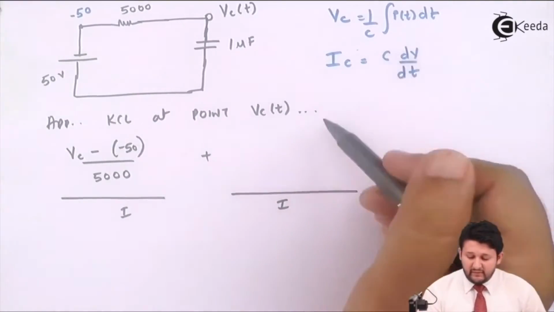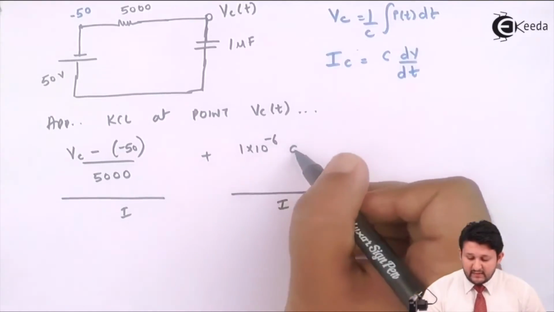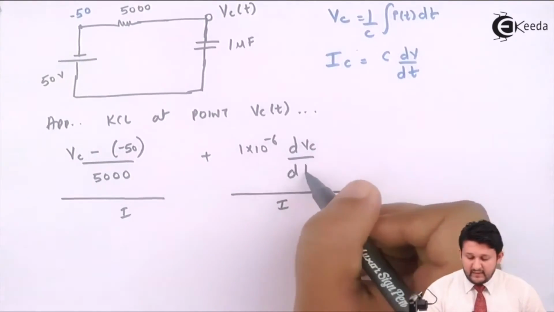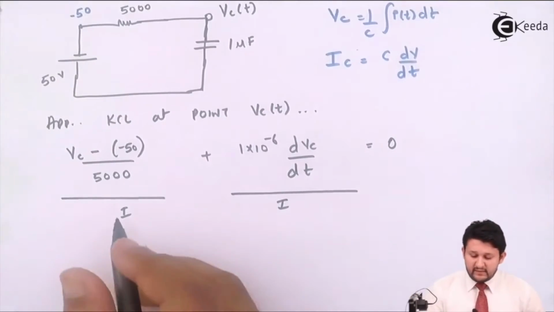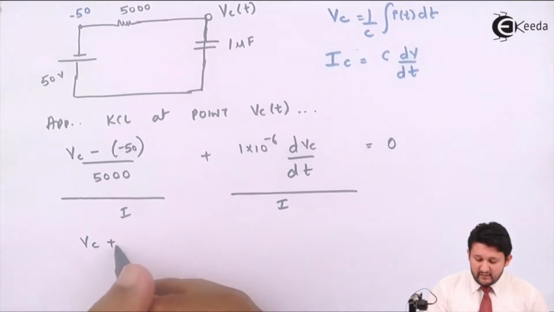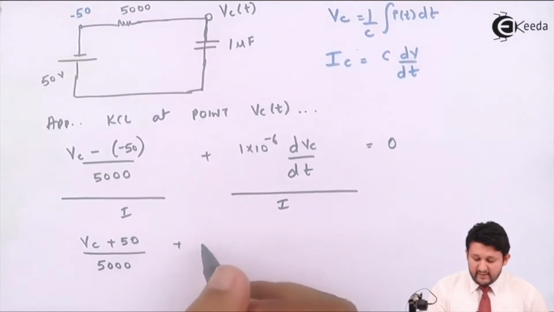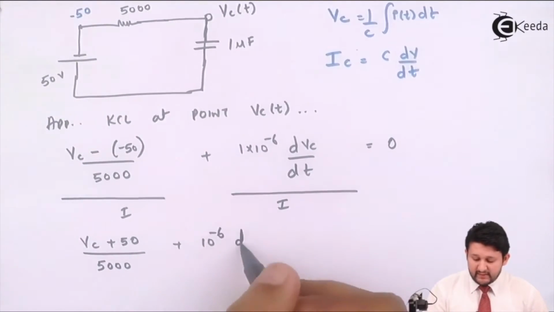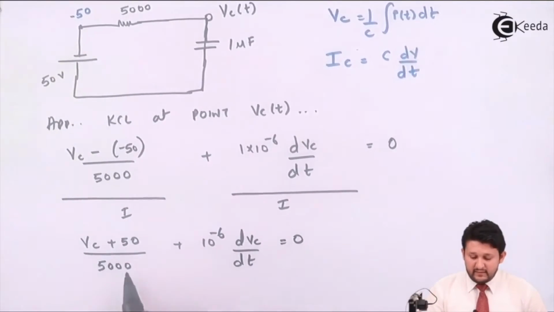The value for the capacitor is given as 1 into 10 raised to minus 6. So it will be dV upon dt, and the sum of all currents is equal to 0. Simplify the above equation. We get Vc plus 50 upon 5000, 10 raised to minus 6, equal to 0. Split it.